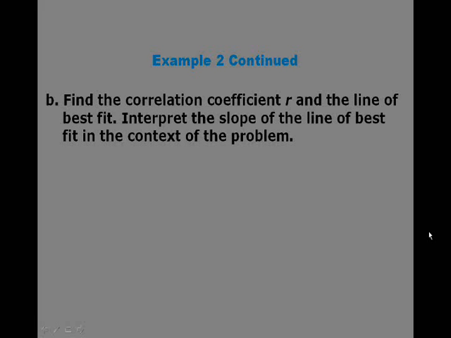Now we need to find the correlation coefficient R and the line of best fit. Remember, the correlation coefficient tells us the strength and the direction of the relationship, and the line of best fit helps us to make predictions.